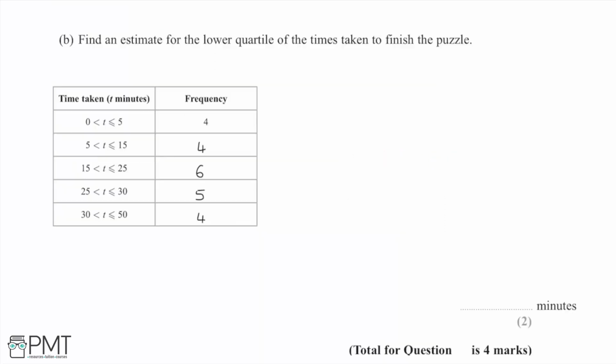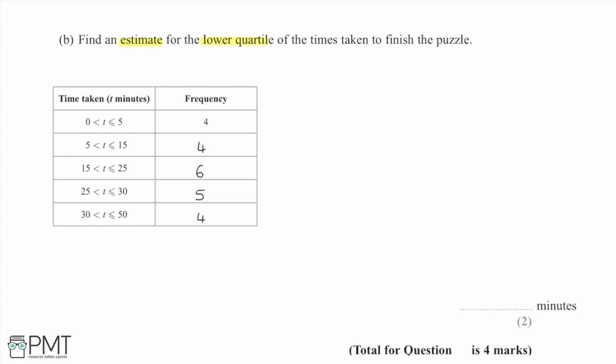We're now asked to find an estimate for the lower quartile of the times taken to finish the puzzle. And we can obviously use this data that we've just put together, and we're going to use the frequencies. So we've basically put together for ourselves a frequency table here. So we have the frequencies for each set of times.